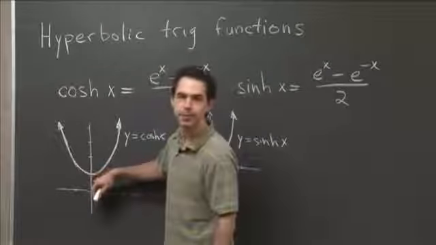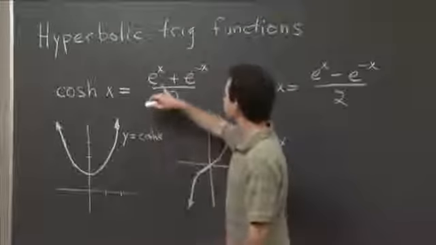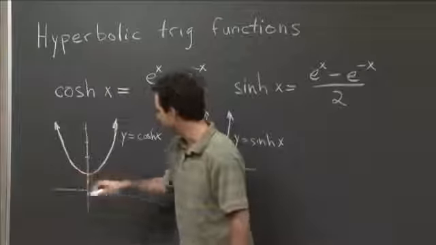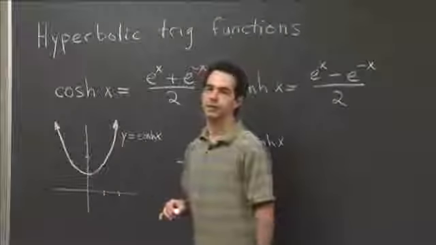It reaches its minimum here at x equals 0. It has the value 1 plus 1 over 2, so its minimum value there is 1.